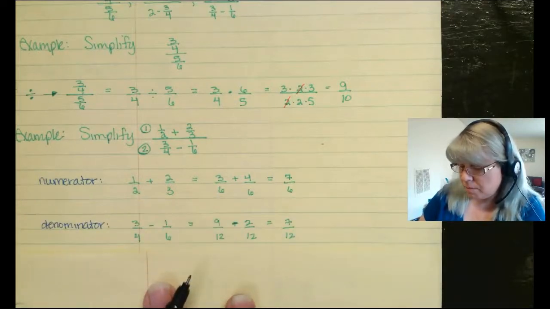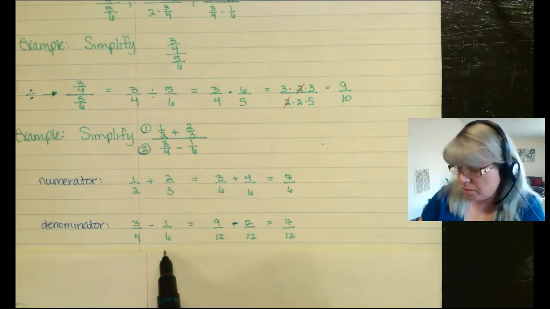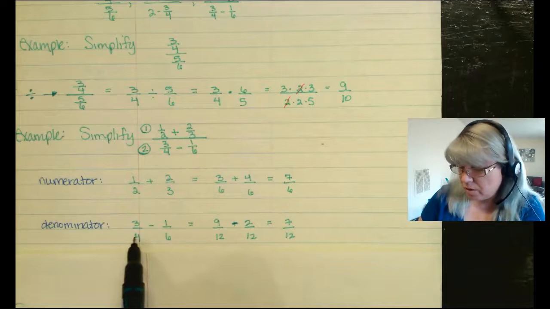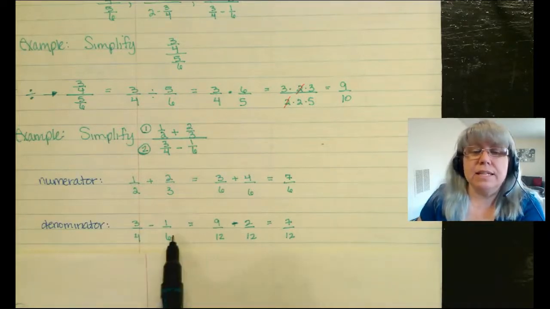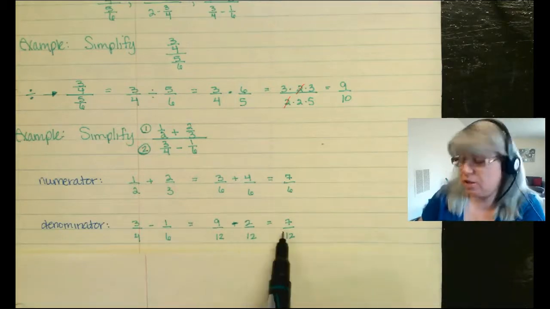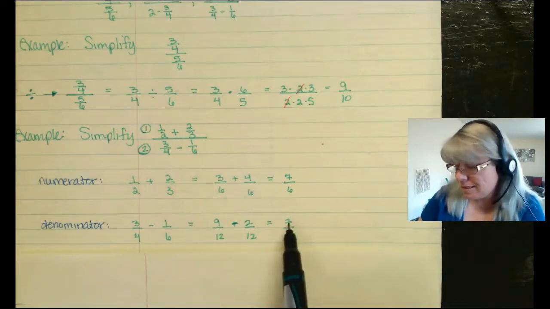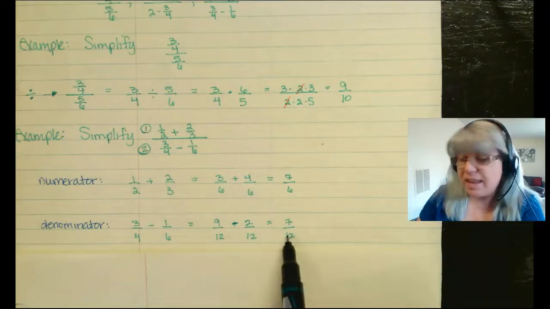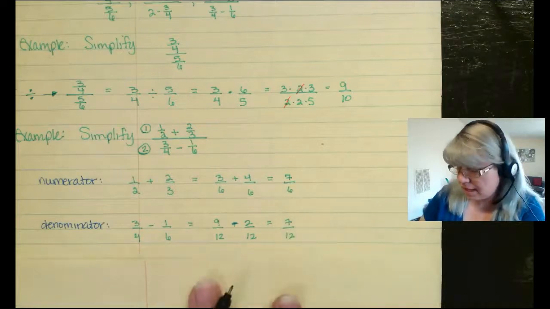Let's work with our denominator. 3/4 minus 1/6. Find common denominator, which will be 12. 4 times 3 gets me 12, so 3 times 3 gets me 9. 6 times 2 gets me 12, so 1 times 2 gets me 2, and my problem is 9/12 minus 2/12. 9 minus 2 is 7, so the denominator of my complex fraction, my bottom number, is going to be 7/12. Now that I know what the top is and I know what the bottom is, I'm going to bring those together.